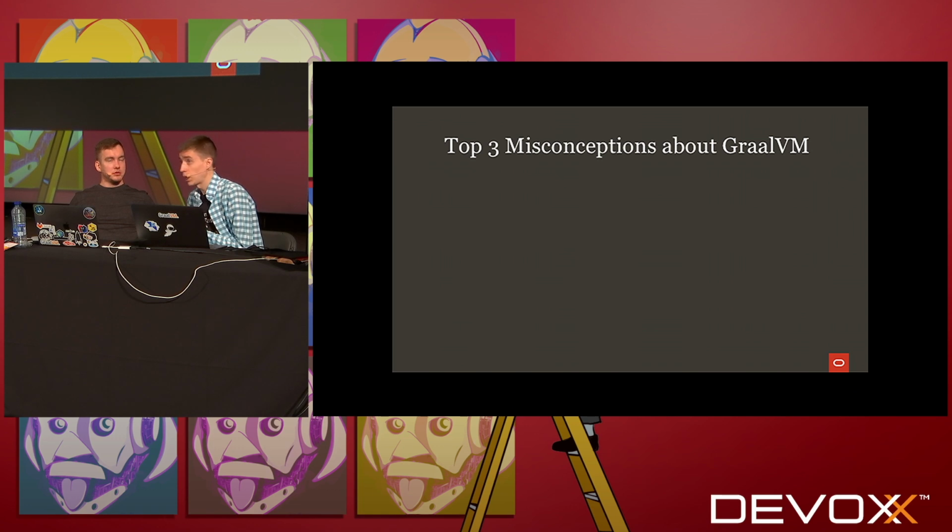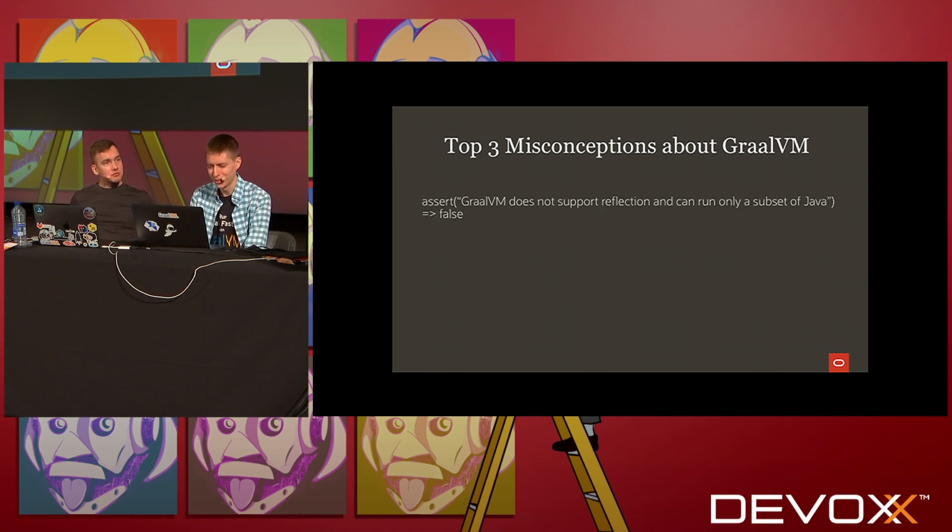Top 3 misconceptions about GraalVM. We were talking about this already a little bit. The assertion: GraalVM does not support reflection and can only run a subset of Java. That's completely false in many ways. First of all, GraalVM has a JIT mode that runs everything as a drop-in replacement: you point the Java home to the GraalVM home directory, and you run GraalVM. The second point is that even in AOT mode, we support everything by a fallback image, and we also certainly support reflection.